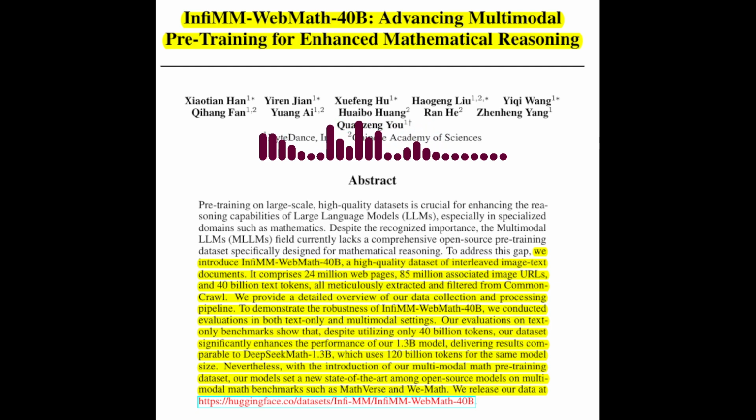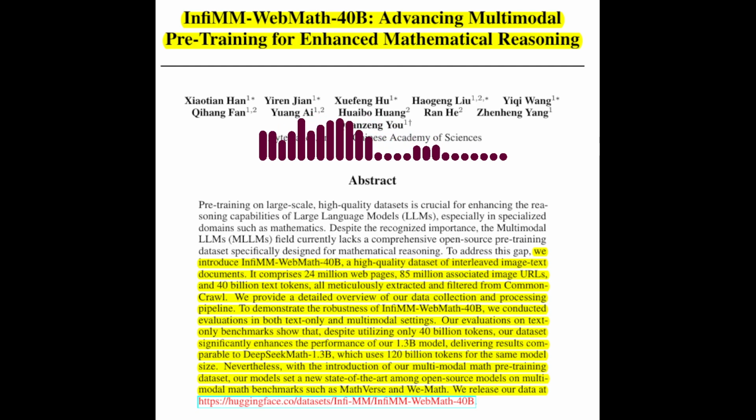On MathVerse, their 7B model outperforms all open-source models, including LLaVA-NeXT, which uses a 110B LLM. It also surpasses Gemini Pro and Qwen-VL-Max, trailing only behind GPT-4V. On We-Math, their 7B model outperforms models with 72B and 110B LLMs, demonstrating the effectiveness of their dataset and training approach. So they're seeing significant improvements in mathematical reasoning capabilities.